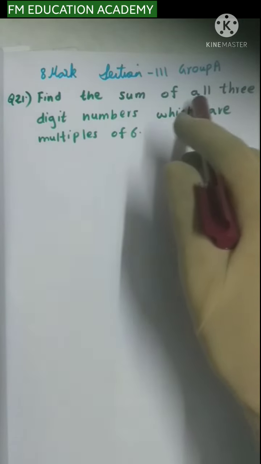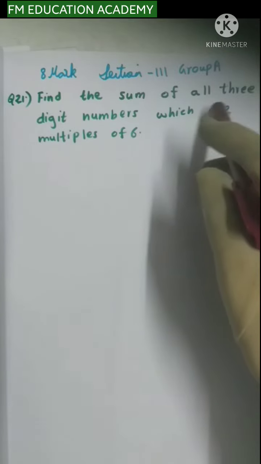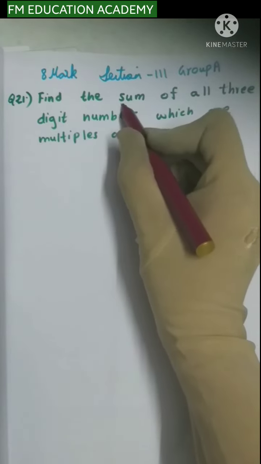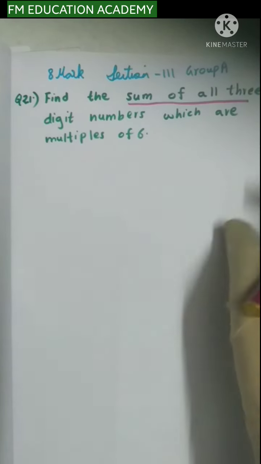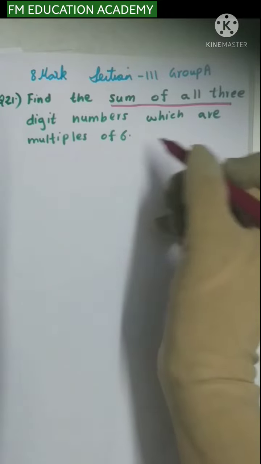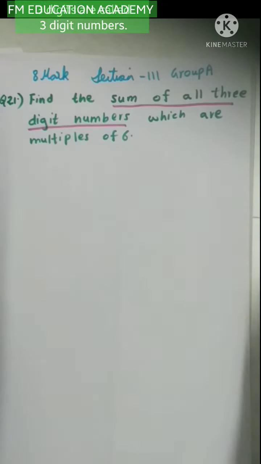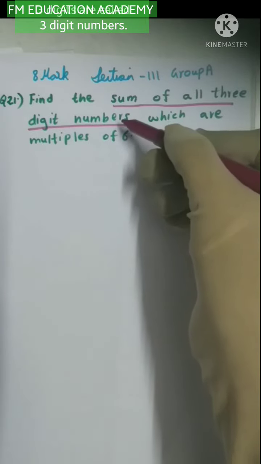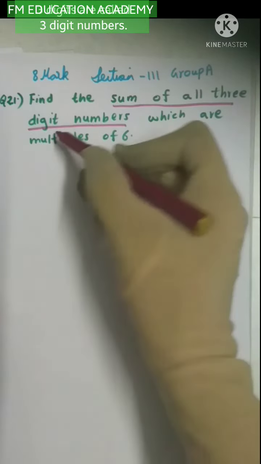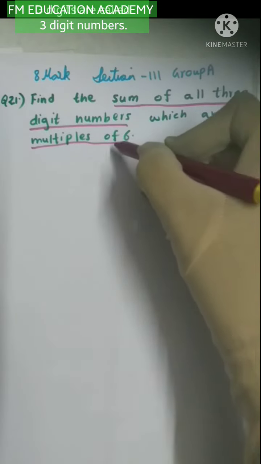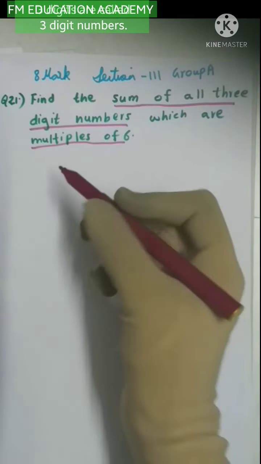Find the sum of all 3-digit numbers which are multiples of 6. Here it is asking us to find the sum of all terms, which means I have to find Sn, the sum of all 3-digit numbers. We know what 3-digit numbers are: the numbers which have 3 digits. So the 3-digit numbers which are multiples of 6, that first we have to find out.